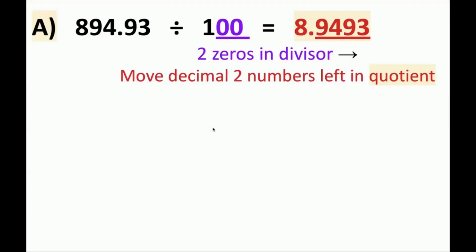Check your work for problem A. In previous levels, all of our dividends were whole numbers. Remember, you just count how many zeros there are, and wherever the decimal is, you move it back the same amount of spaces. So in this case, we moved it back 2 because there were 2 zeros.